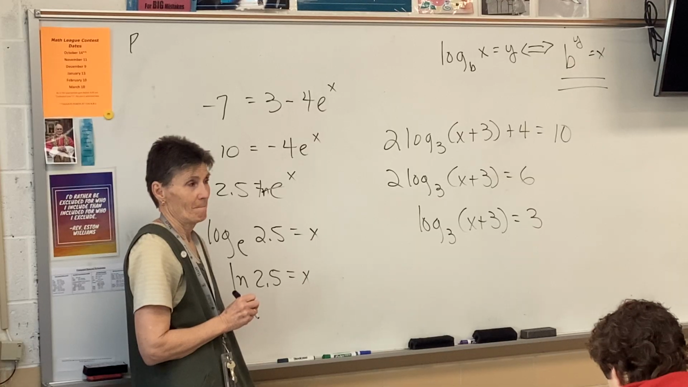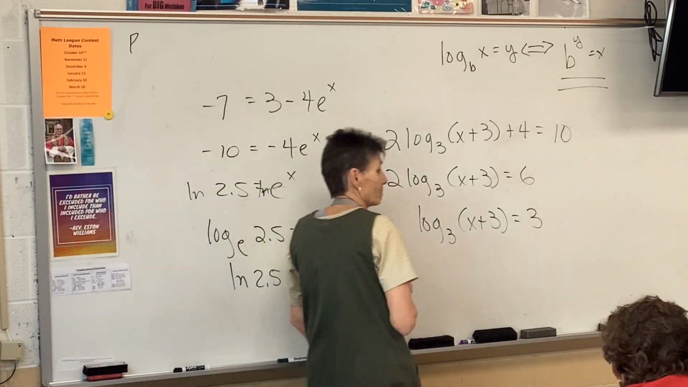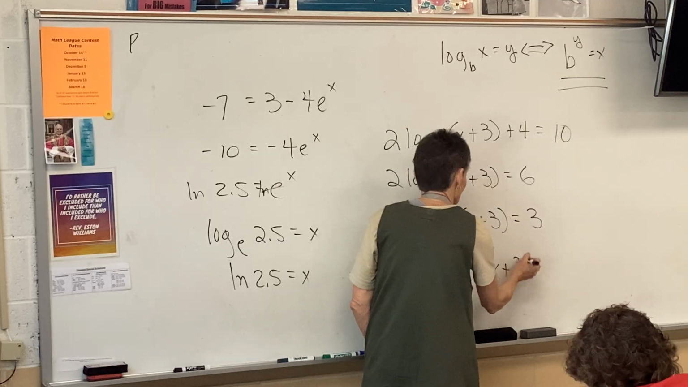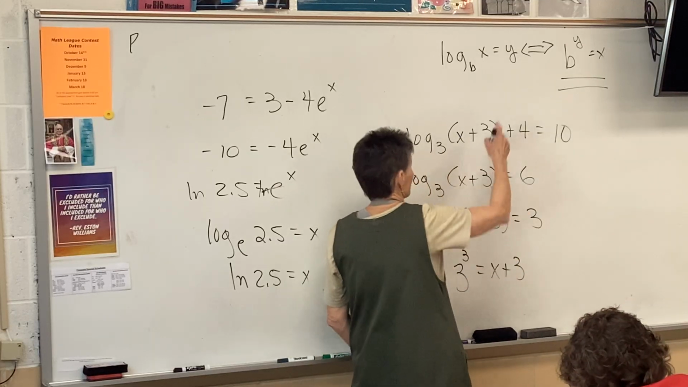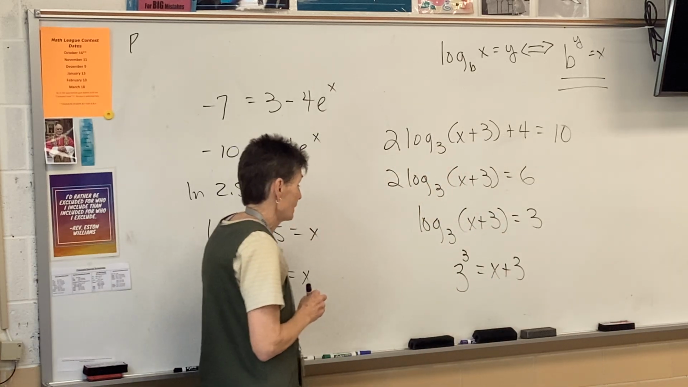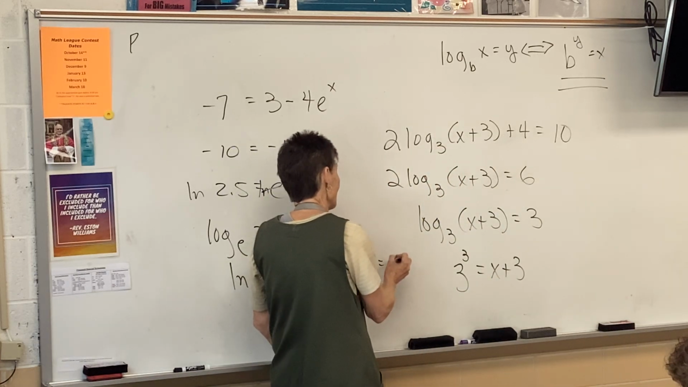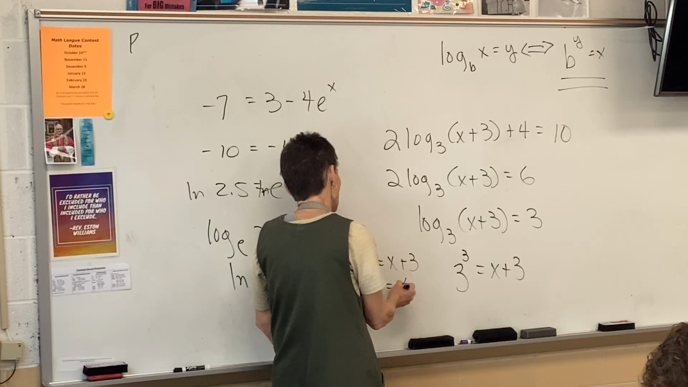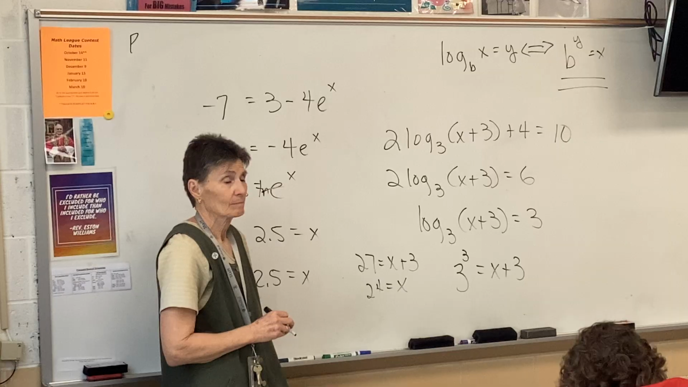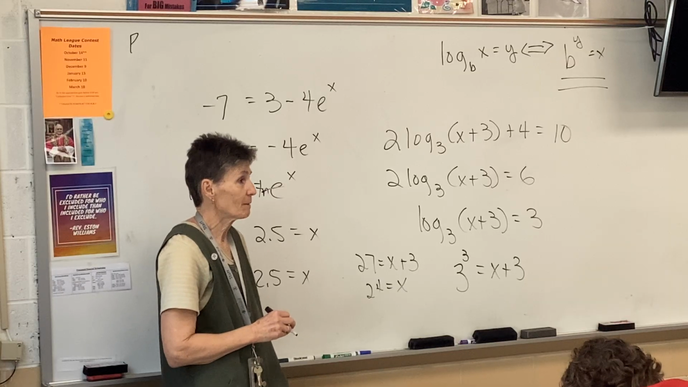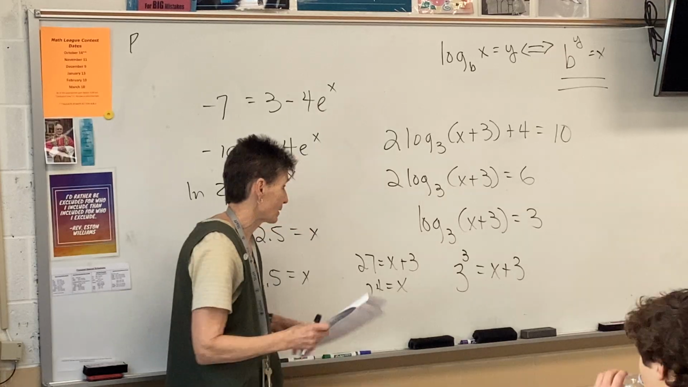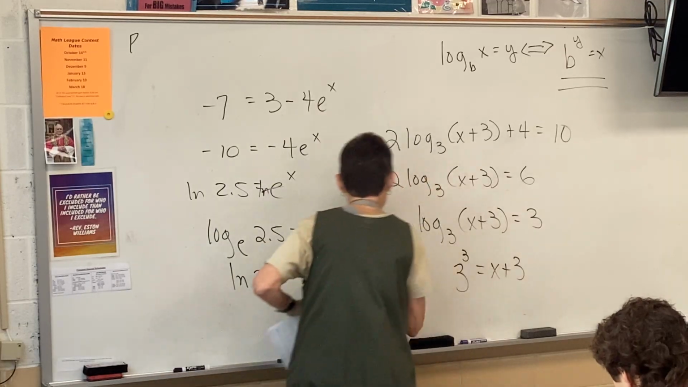Will? You just move that up and then switch it, so you have 3 to the third equals x plus 3. It's this thing right here. So 27 equals x plus 3. I'm getting 24 as my answer. Everybody feeling pretty good about that? All right, you and your partner work on B and C. And I want you to come up and put them on the board.